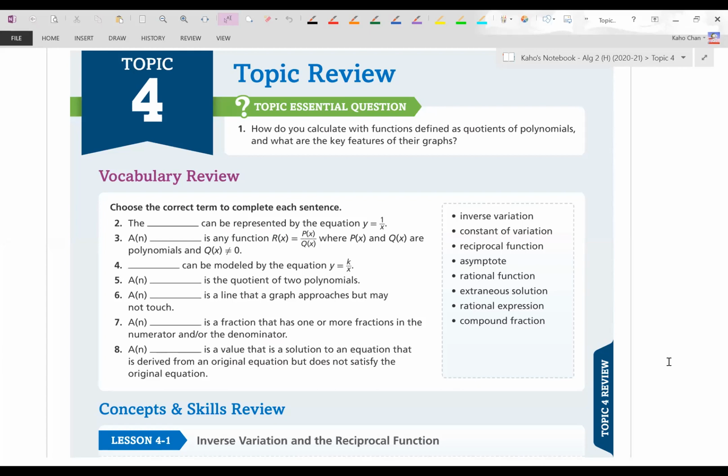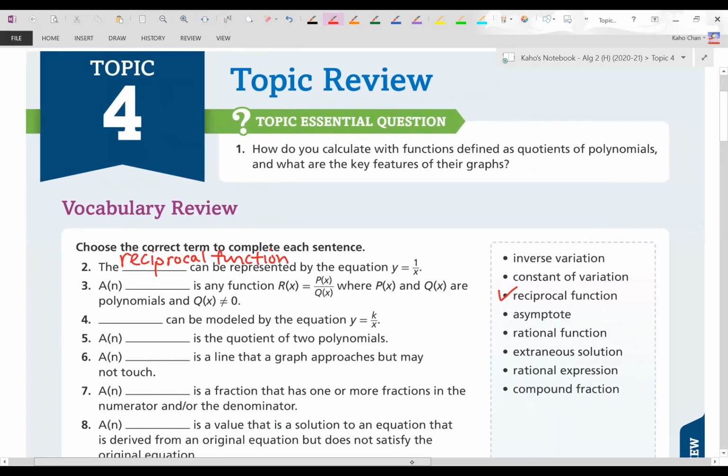All right, we have some vocabulary to start off with here. Good luck, everybody. Choose the correct term to complete each sentence. Number 2, the blank can be represented by the equation y equals 1 over x. The answer is reciprocal function. Write that in. Reciprocal function. Let me zoom in a little bit more. There we go, much better.